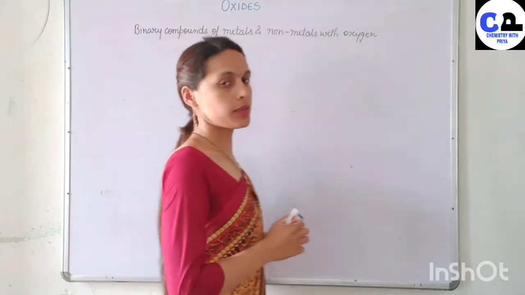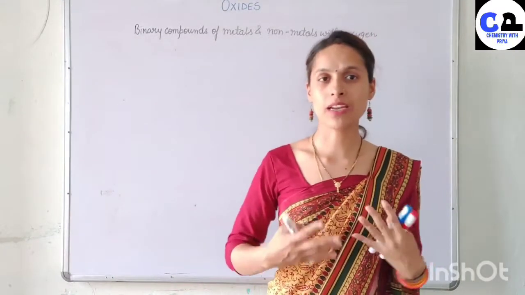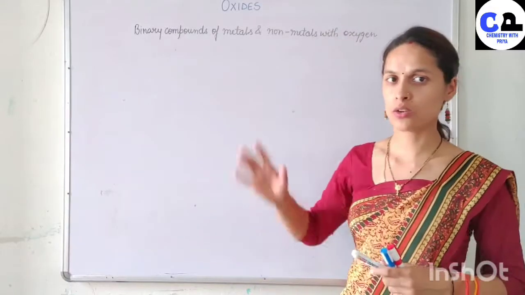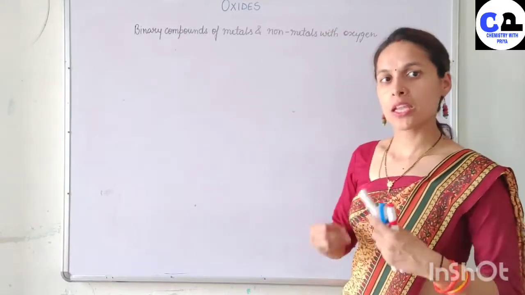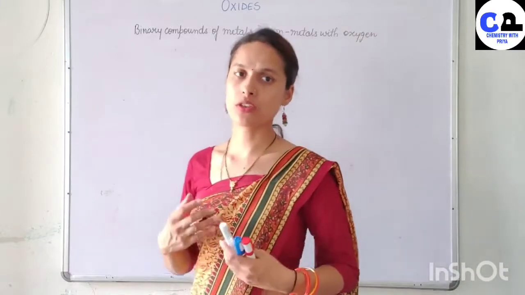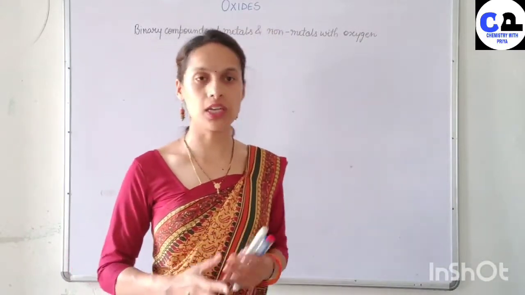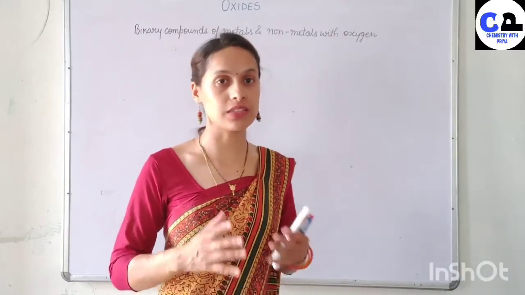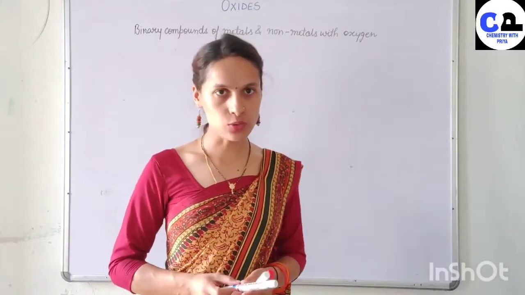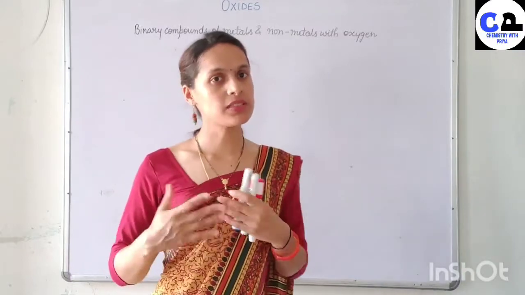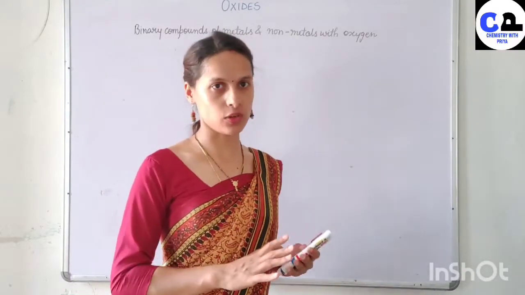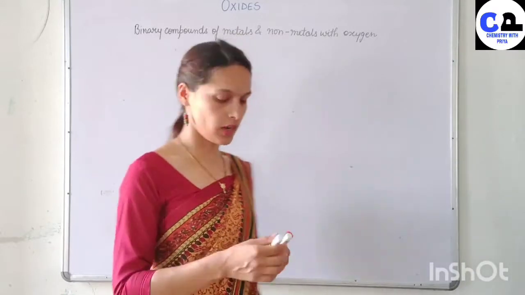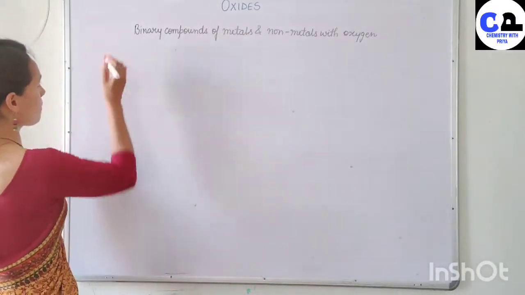Most of the elements in our periodic table combine with oxygen to form binary compounds, and these binary compounds are known as oxides. In the majority of compounds, the oxidation state of oxygen is -2. The oxides may be simple oxides or mixed oxides. We will study simple oxide and mixed oxide one by one. First, we will take simple oxides.